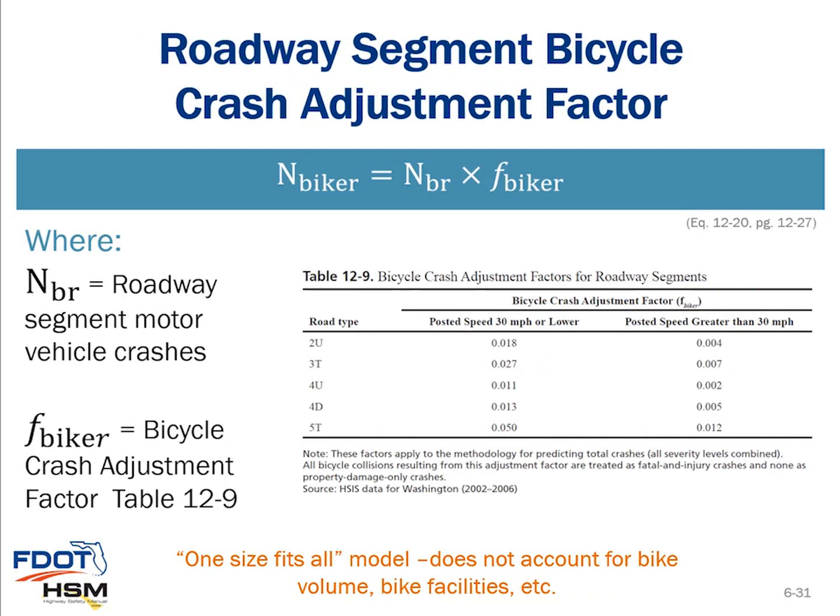The next adjustment, or SPF, is for vehicle to bicycle crashes, and there's an adjustment factor for this as well. Similar to vehicle pedestrian, we use the N sub BR, the total predicted crashes for the motor vehicle component, times a bicycle adjustment factor. Again, this is divided similar to the pedestrian one for posted speeds of 30 miles per hour or lower or greater than 30 miles per hour. And again, similar to the pedestrian, it doesn't account for bike volumes or bike facilities being present along the roadway segment.